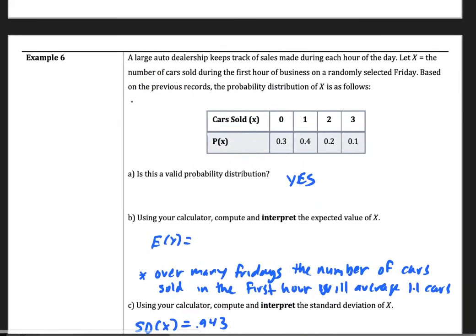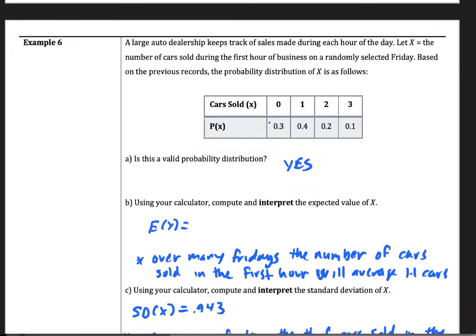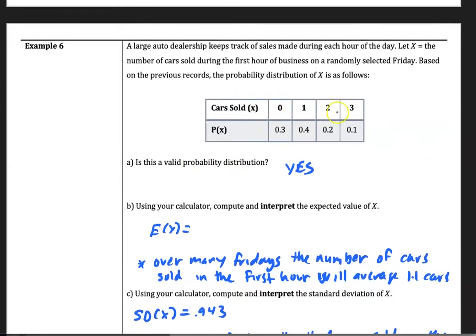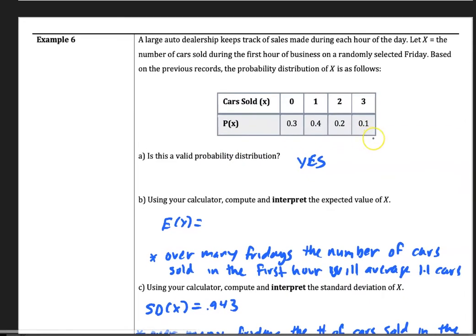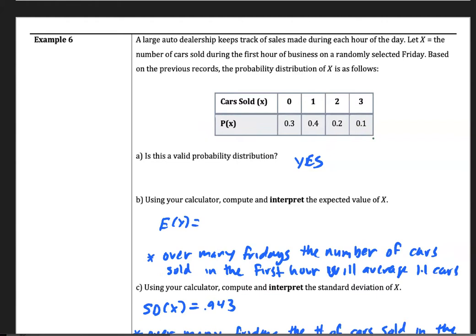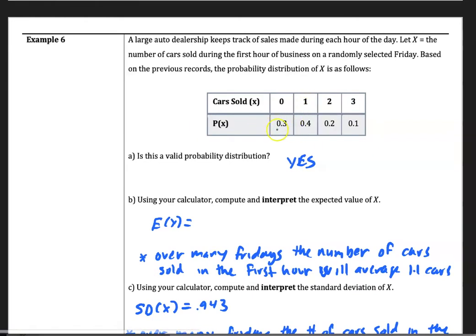So here's an example. It is a probability distribution because you have quantitative values, and this all adds up to 100%. The variable is the number of cars sold during the first hour of business on a Friday. And these values represent how often that occurs. So on Fridays, let's say over a certain amount of time, 30% of the time 0 were sold, 40% of the time 1 car was sold, 20% of the time 2 cars were sold, and 10% of the time 3 cars are sold.